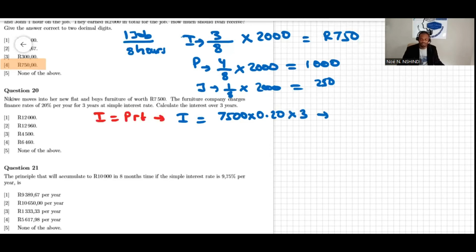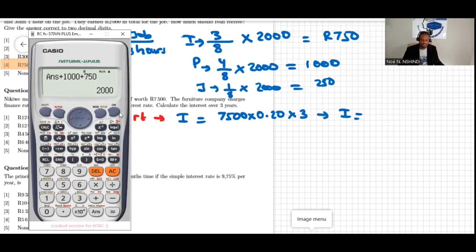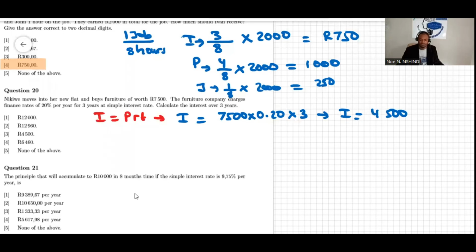And then this will be equal to, we can just use a calculator for that, 7,500 multiplied by 0.20 multiplied by 3, and then press equal. This is equal to 4,500 rand. So which is alternative number 3, the interest after 3 years.